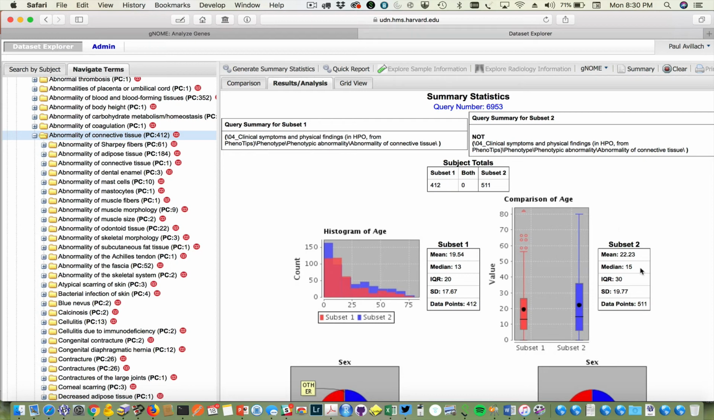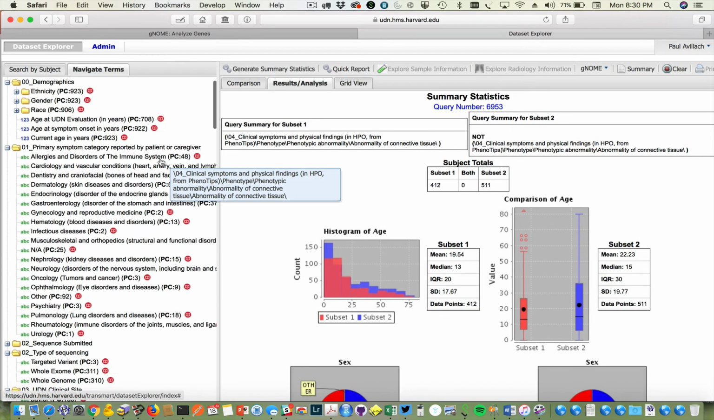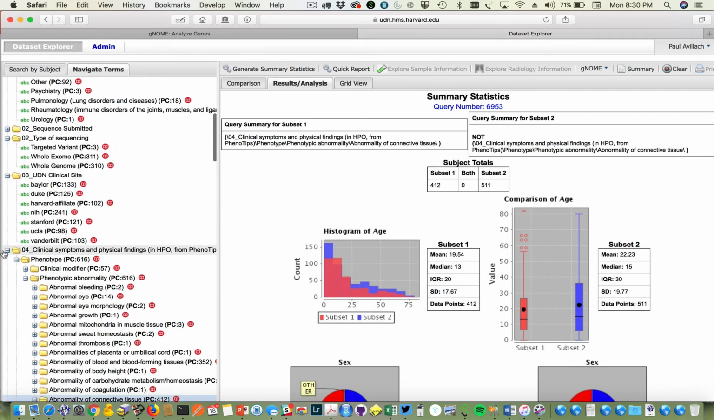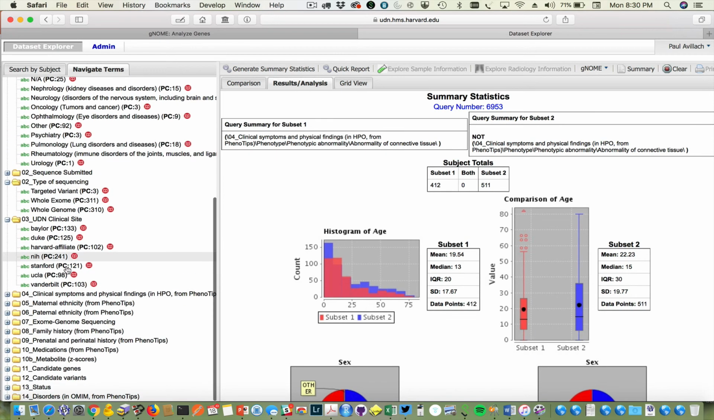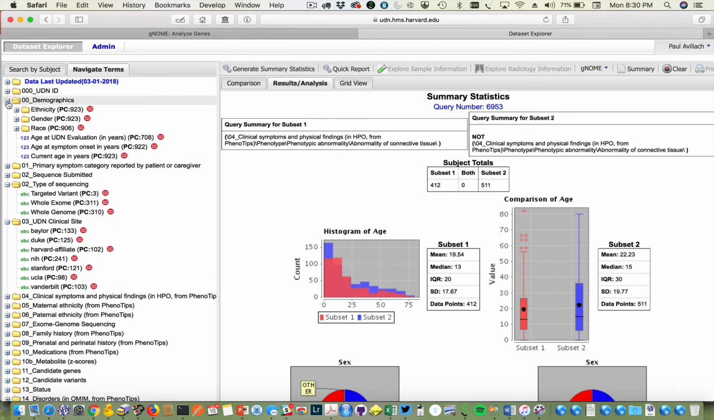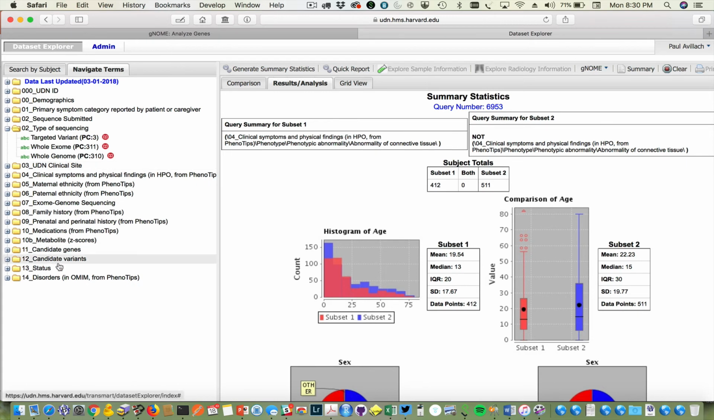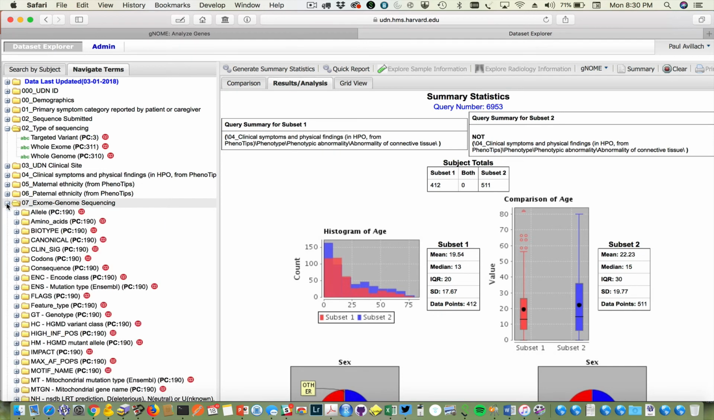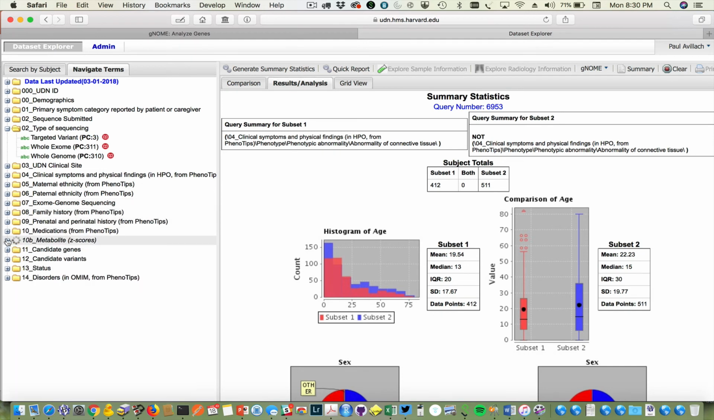You can see that the mean age is 19 years old with the abnormality of the connective tissue versus 22 years old for those not having an abnormality of the connective tissue. Then I can compare any of the phenotypes that have been integrated within the system, and explore across all those different elements based on the different diagnoses, the exome sequencing data, the family history, and also integrating, for example, the different metabolites.